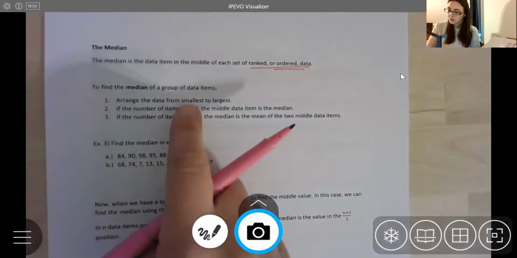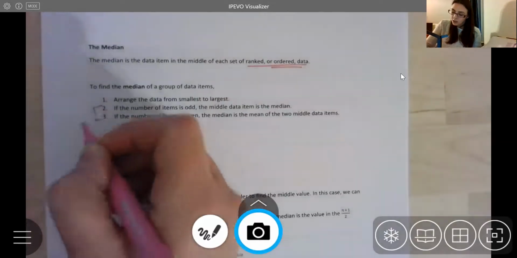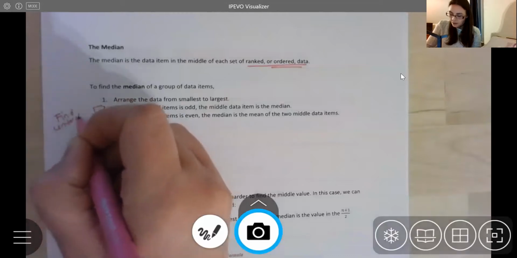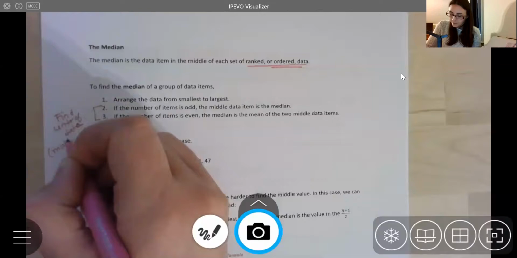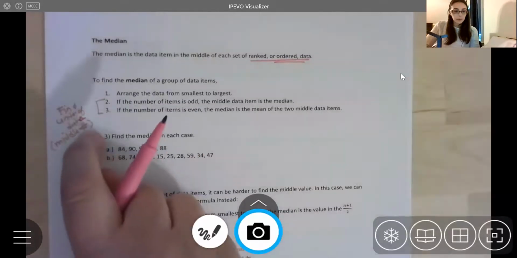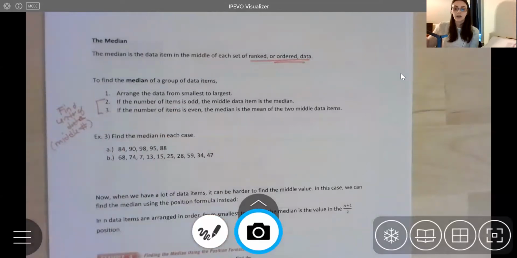So you do want to arrange things from smallest to largest. And then basically what you're going to do is you're going to find that center of the data. So you're finding actually the middle number. Okay. And again, this means number. So if there's an odd number of numbers, they'll have a perfect middle. If there's an even number of numbers, though, then you'll take the mean of the two numbers in the middle.